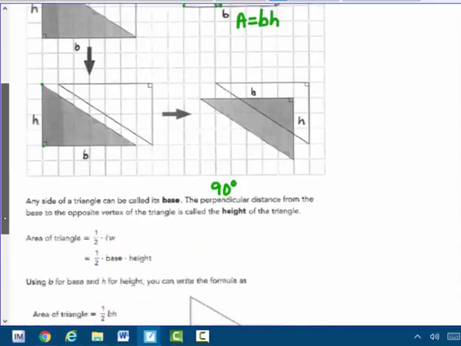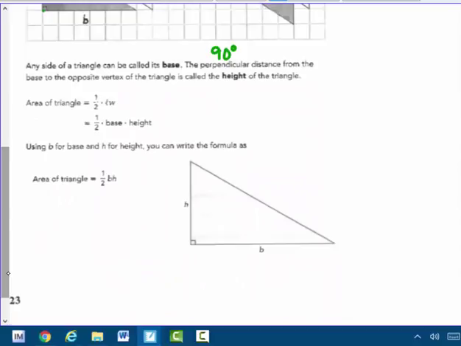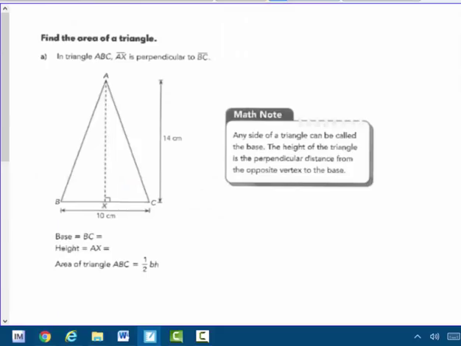So the area of a triangle, this area with just length and width, only works for right triangles, by the way. But generally it's area equals 1/2 base times height. That only works for right triangles, length times width. So here's our nice triangle, base and a height. Now again, remember, any side of a triangle can be called the base.